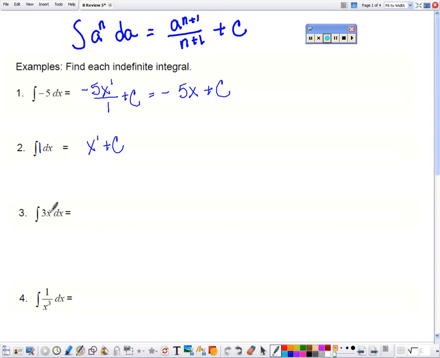Now with 3x, we're going to rewrite this as 3 times the integral of x dx, which then is 3x squared over 2 plus c, and we can write that nicer as 3 halves x squared plus c.